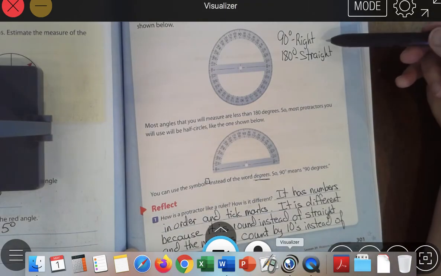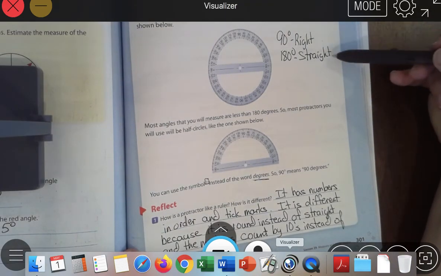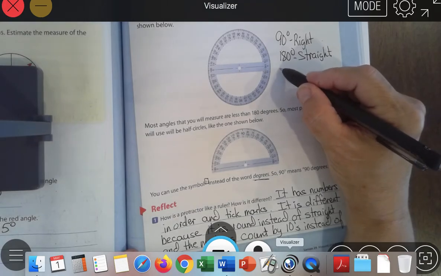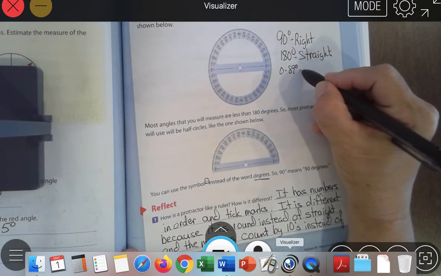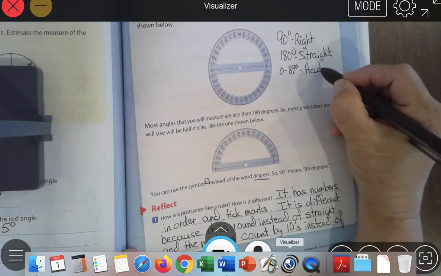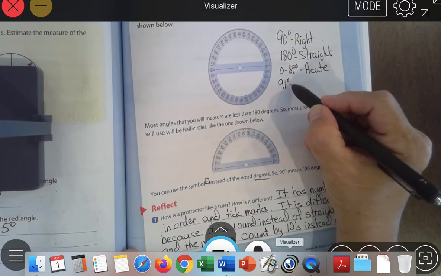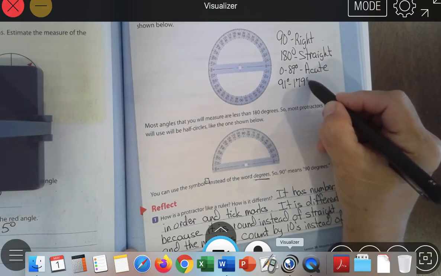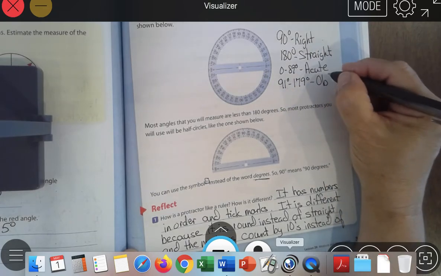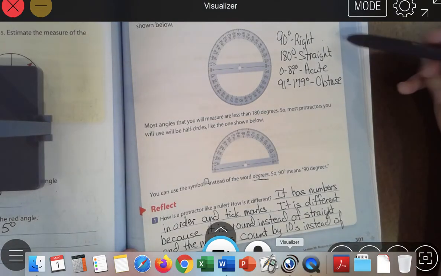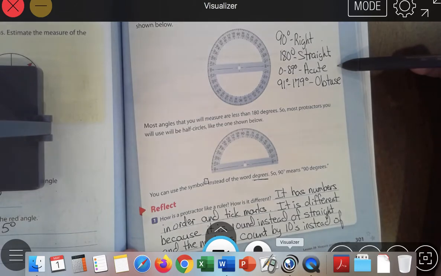Okay, so we know a 90-degree angle is a right angle. A 180-degree angle is a straight angle. And anything from 0 to 89 degrees is an acute angle. And anything from 91 degrees to 179 degrees is an obtuse angle. That is going to be super important that you know how to tell these angles when using a protractor.